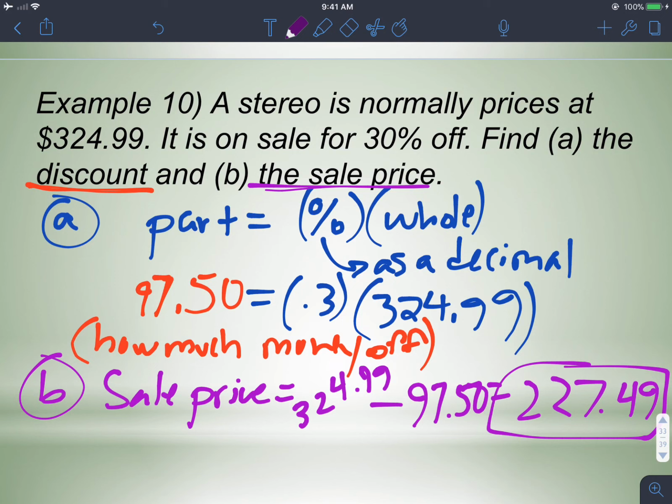I hope that you remember too, you can set up a proportion. 100% on bottom, 30% on top. This would give you 97.50, just like Colette said.